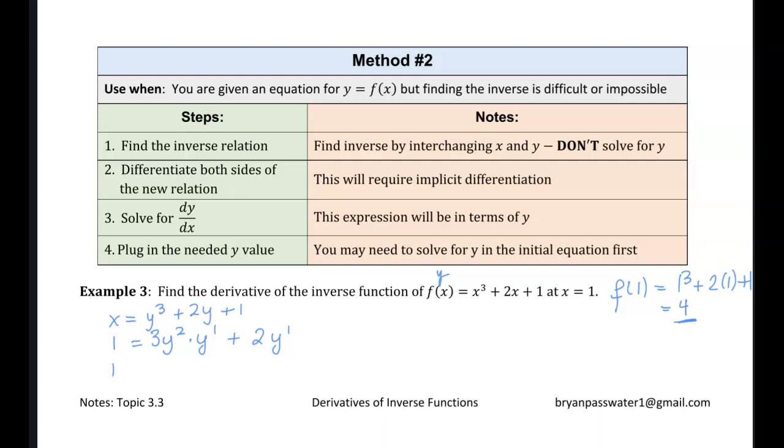Next step, we factor out the y prime. So we're left with 3y squared plus 2. And last step is we divide by 3y squared plus 2, and we end up with y prime is 1 divided by 3y squared plus 2.